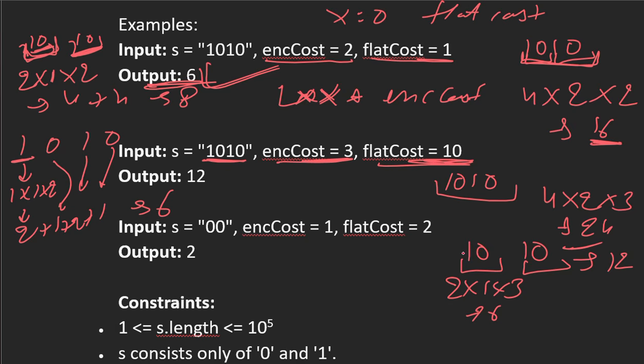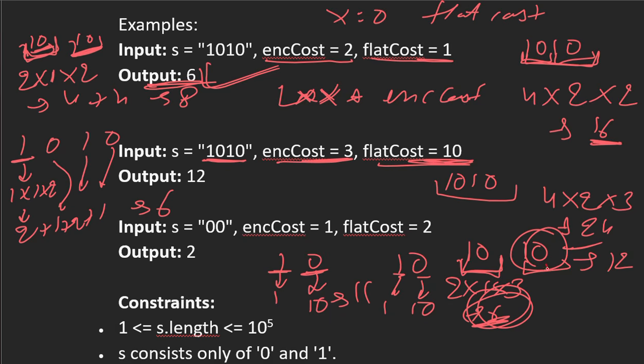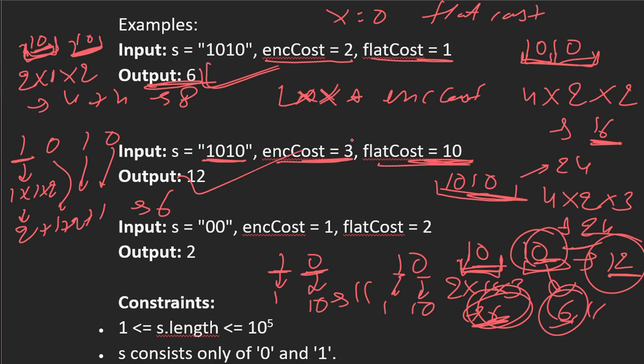Let's break it further. If we break it further, we get 1 0 and 1 0. So the cost of this 1 is 1 and the cost of this 0 is flat cost, that is 10. So for this also 1 and for this 10. So if we break it further, then the cost is 11, and if we take it as one whole unit, then the cost is 6. So we'll take the minimum one, 6. So from here also we'll take minimum of 6 comma 11, so we'll take 6 only. And for this whole, the total cost is 24, but if we split into two parts, it is 12. So the answer is 12 only.